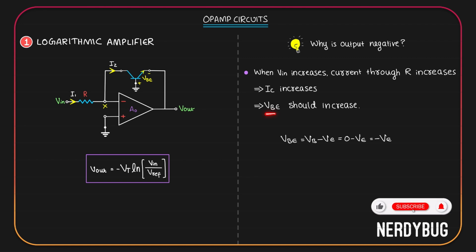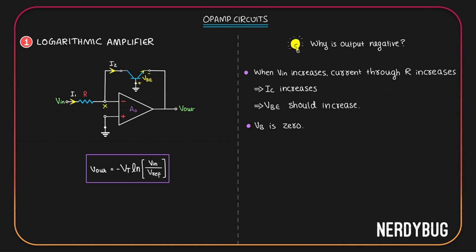But we want VBE to increase. That means negative VE should increase. The only way that will happen is if VE becomes more negative. So we can conclude, since VB is 0, for VBE to increase, VE should become less than 0. Now the emitter is directly connected to the output. That means Vout is equal to the emitter voltage. If VE should become less than 0 for the whole circuit to work, then Vout is also going to be less than 0 or negative. This explains why the output is negative.